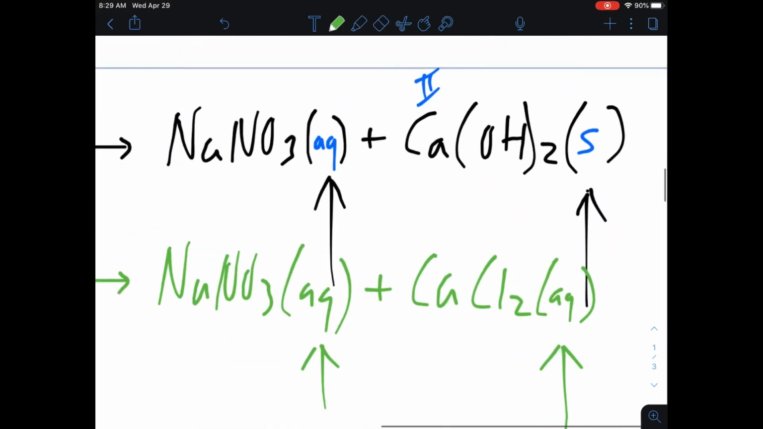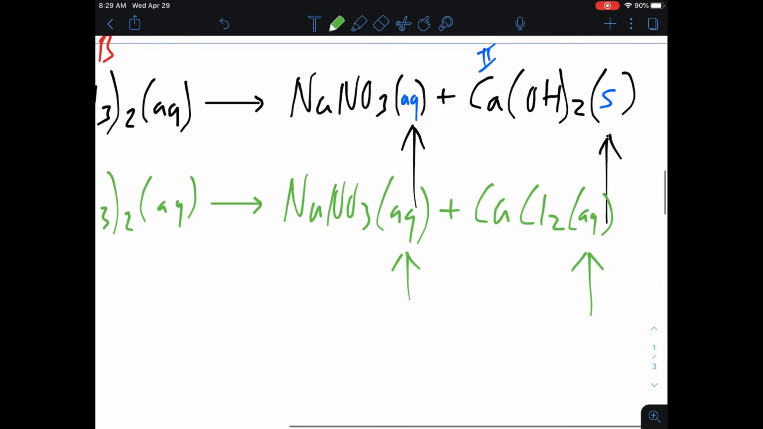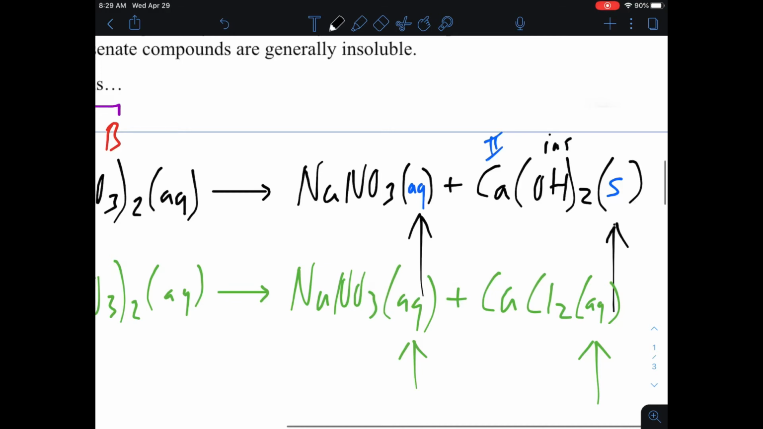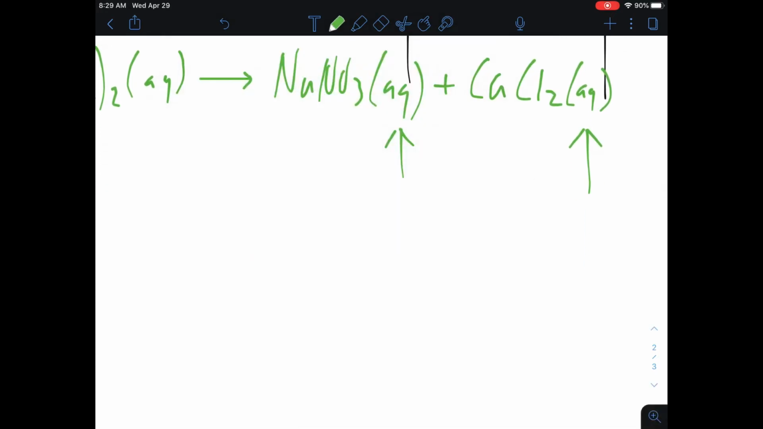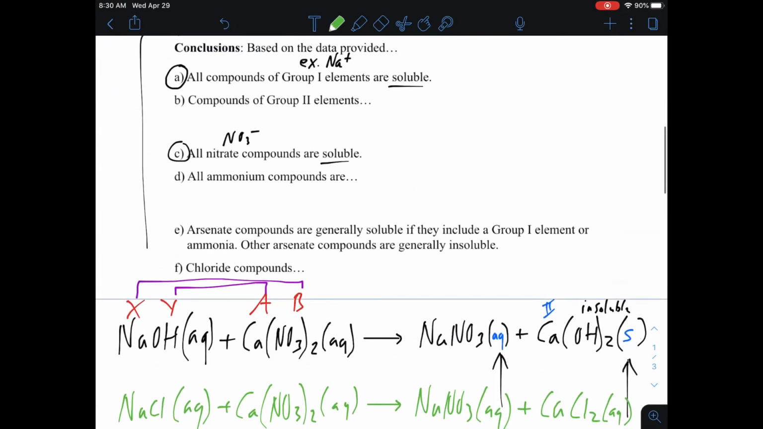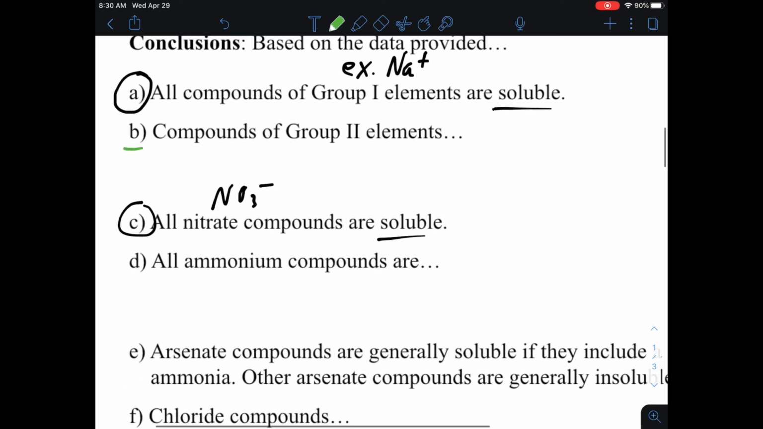So what can we say about calcium or group 2 compounds? Well, in this case, it was insoluble. The case up above, this one was insoluble. And in this case down here, it was soluble. So we can't make a claim one way or another. And in other words, for B here, compound 2 elements are sometimes soluble.